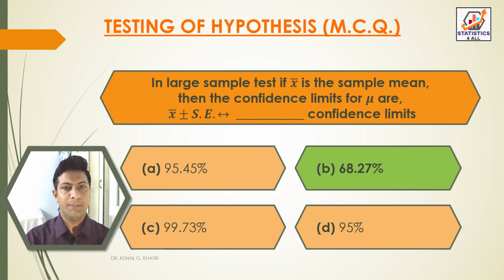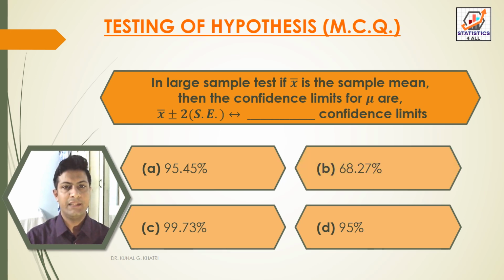68.27%. In large sample test, if x bar is the sample mean, then the confidence limits for mu are x bar plus or minus standard error, 68.27% confidence limits. Next question.